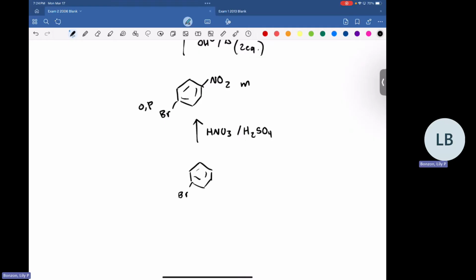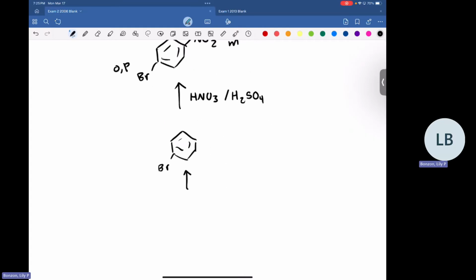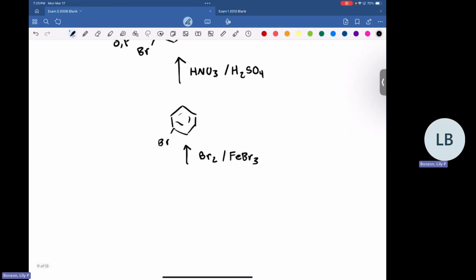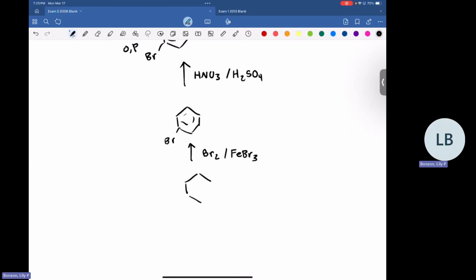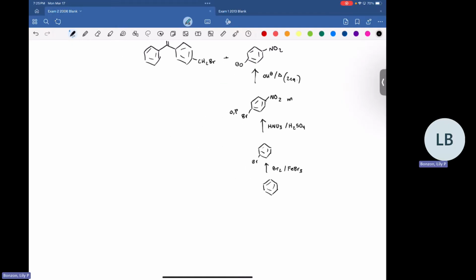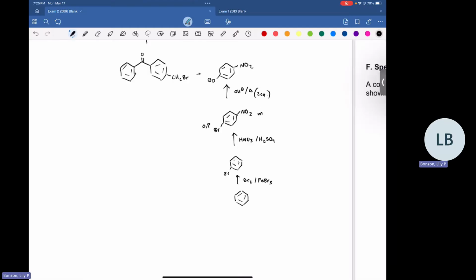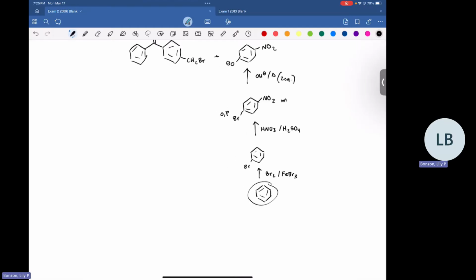And then for the last step, we can just do our Br2, FeBr3 as our catalyst. And then that will be from benzene. All right, so we worked it back to benzene. We're good to go on that side.